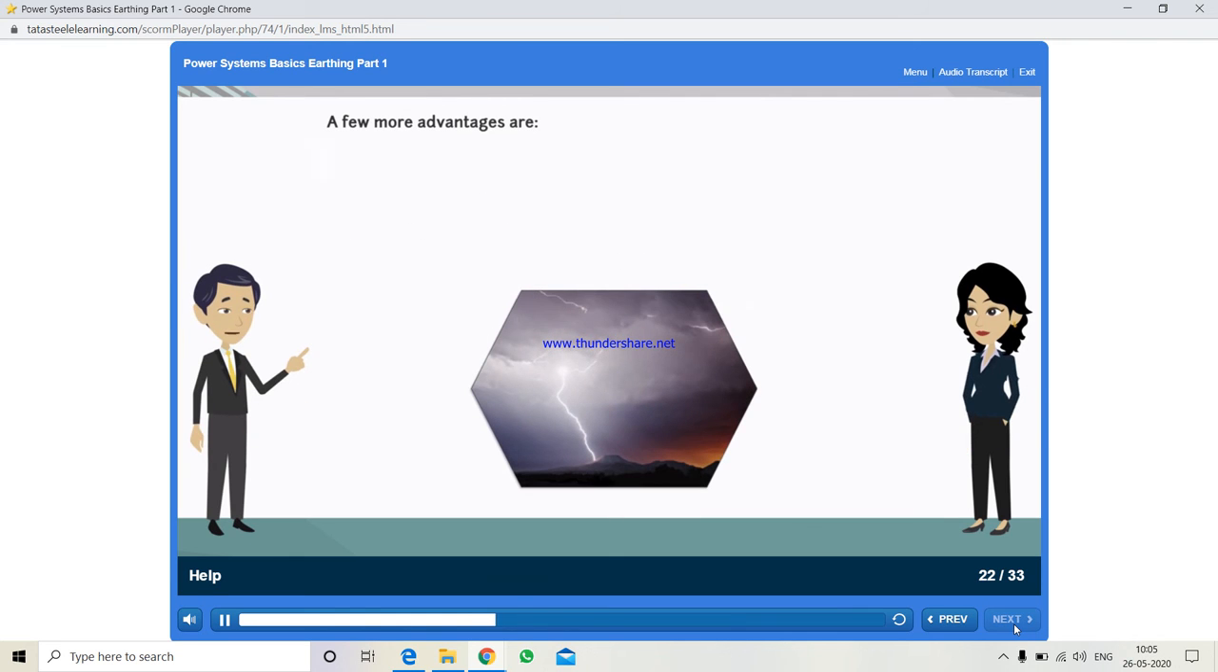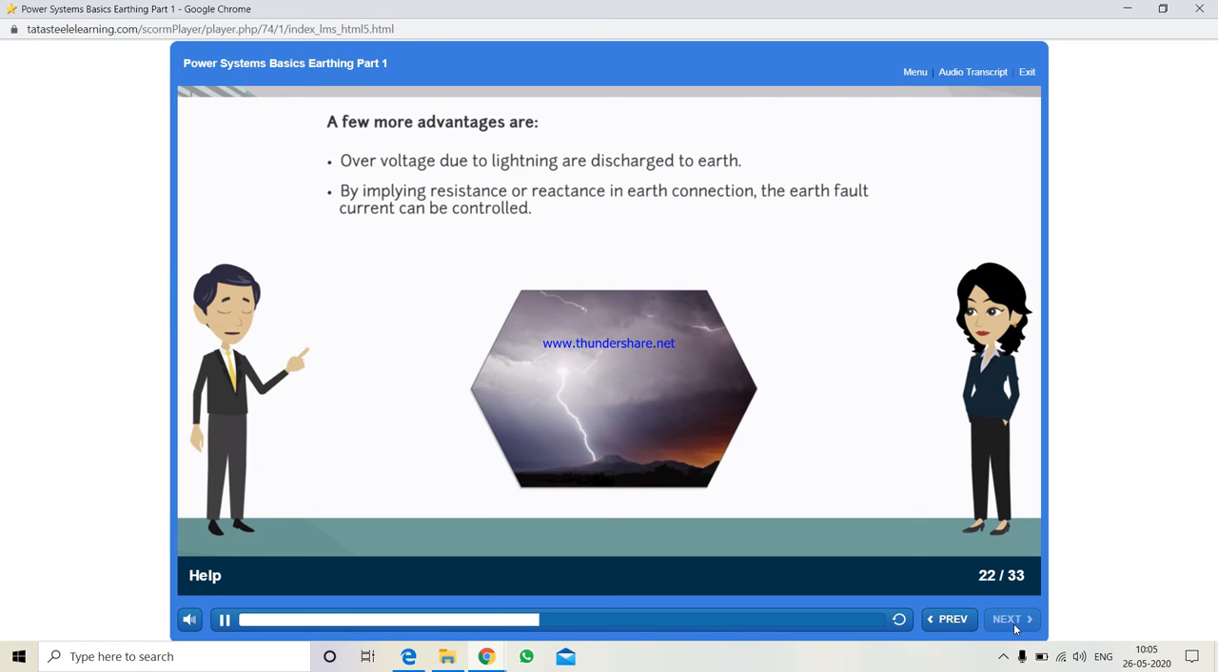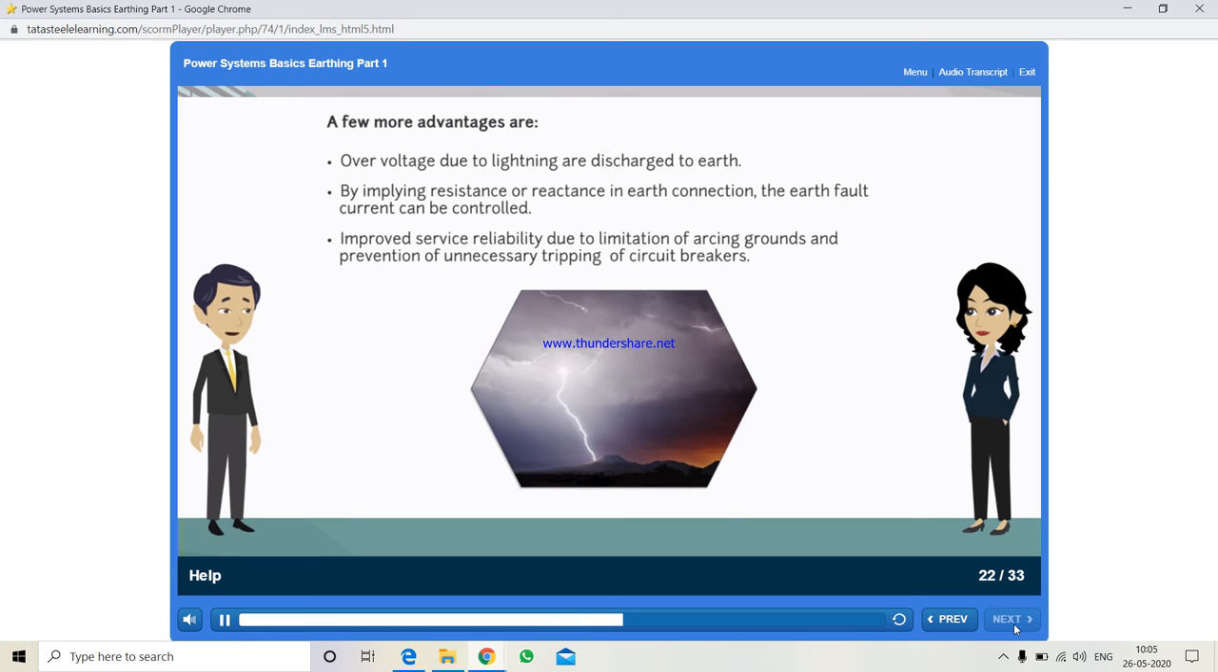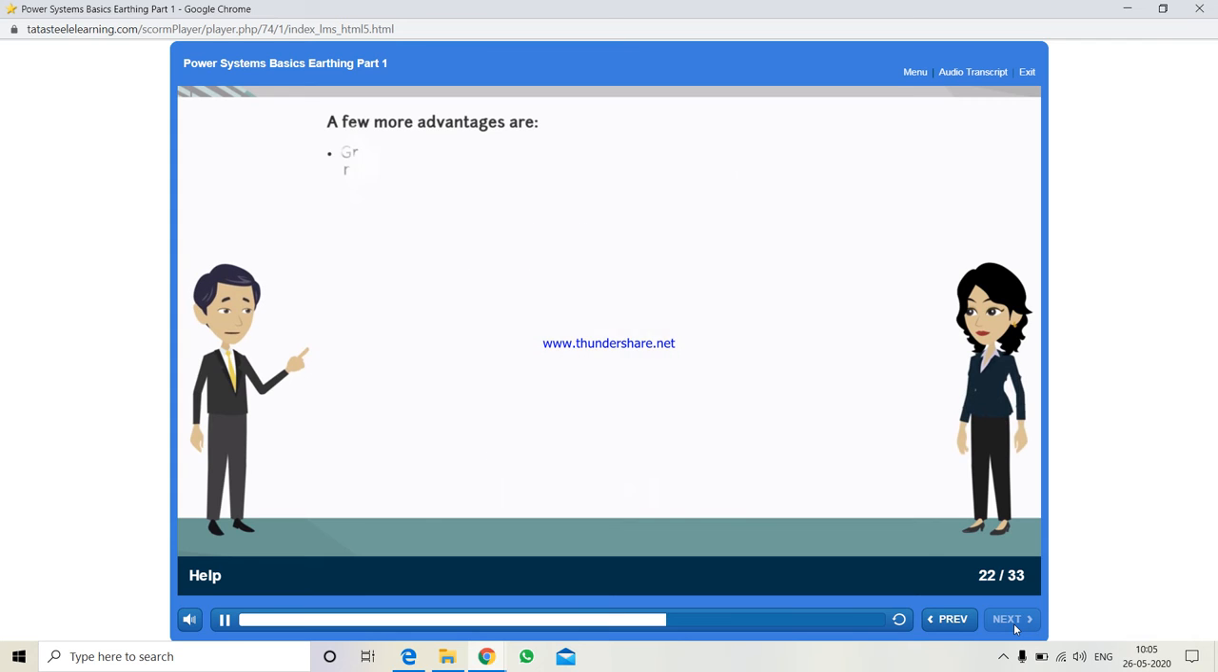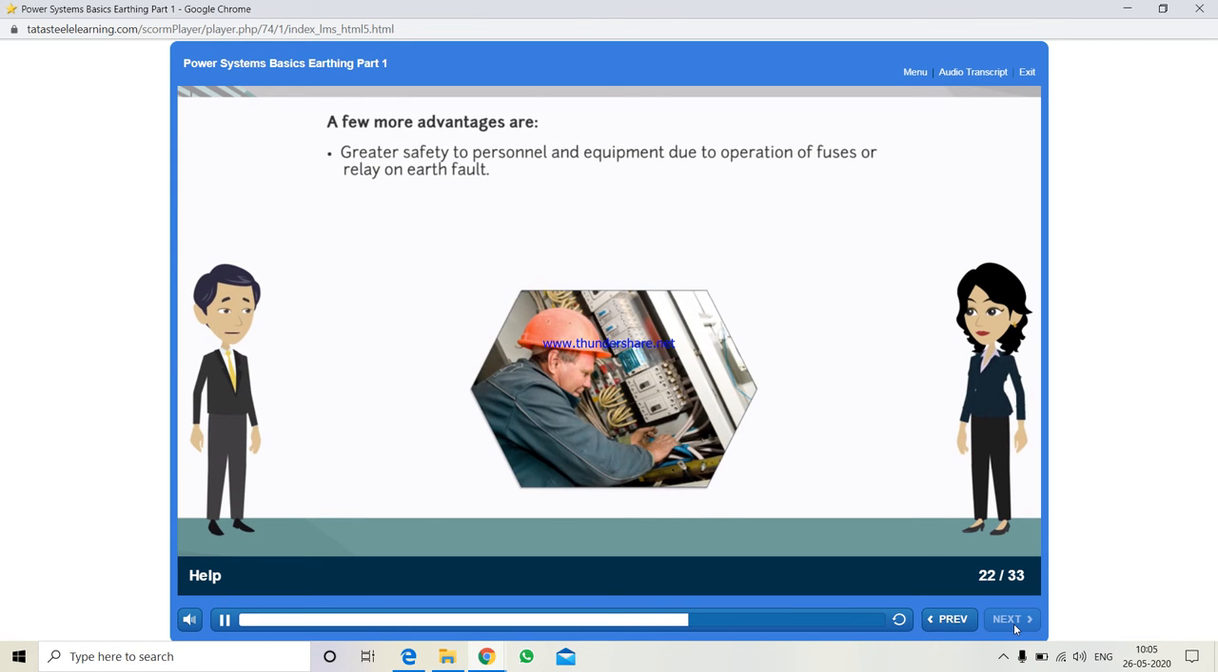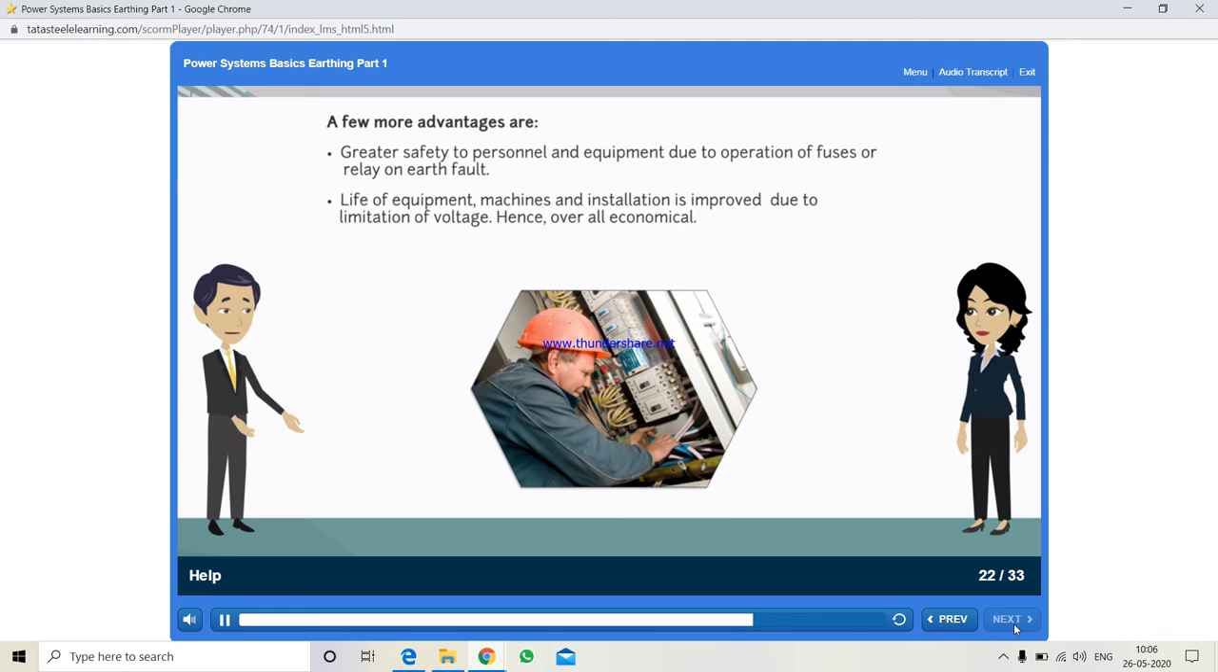With a neutral system, the over voltage due to lightning is discharged to earth by employing resistance or reactance in the earth connection. The earth fault current can be controlled. Improved service reliability due to limitation of arcing grounds and prevention of unnecessary tripping of circuit breakers. Greater safety to personnel and equipment due to operation of fuses or relay on earth fault. Life of equipment, machines and installation is improved due to limitation of voltage, hence overall economical. That was great.